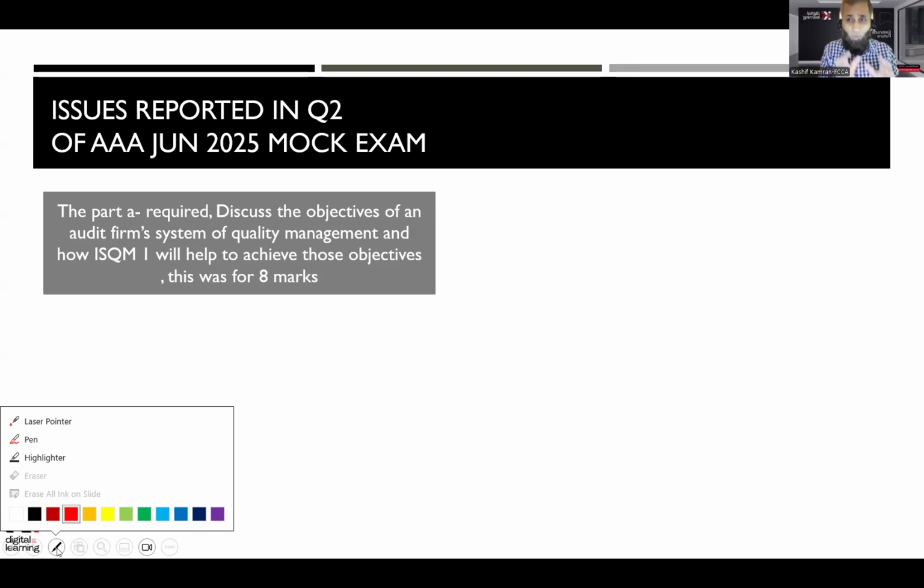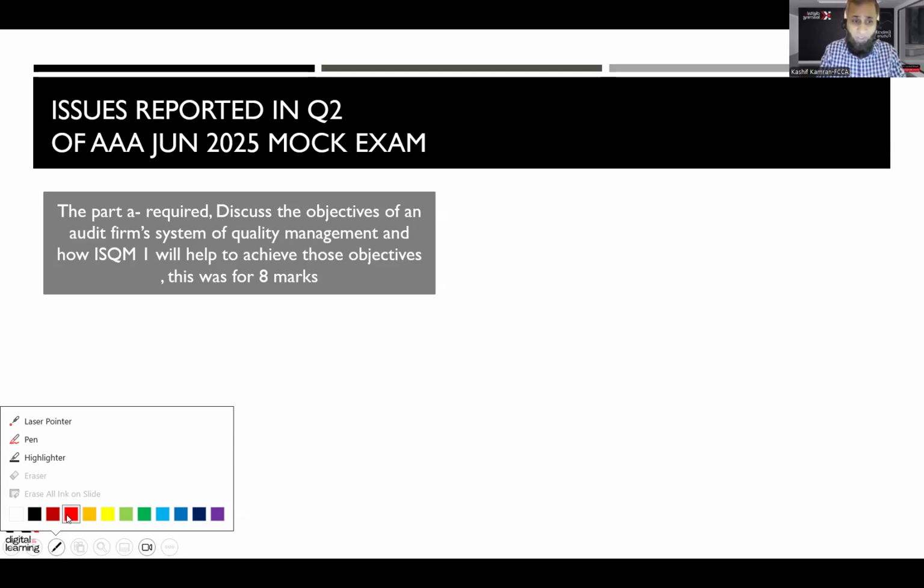ISQM1. We know the examining team is very fond of putting questions around quality management in recent past papers. Even I have told you so many times that the articles on ISQM1 and ISQM2 are very important. You should read them because there are lots of things in both the articles which can still be examined for knowledge. So please ensure you still have time to read through them.